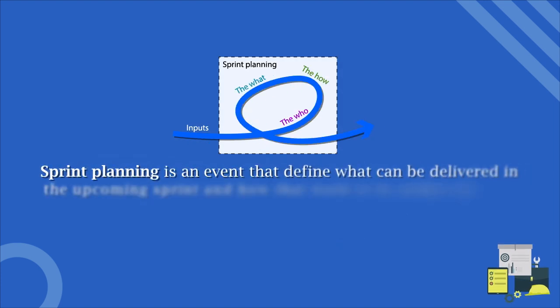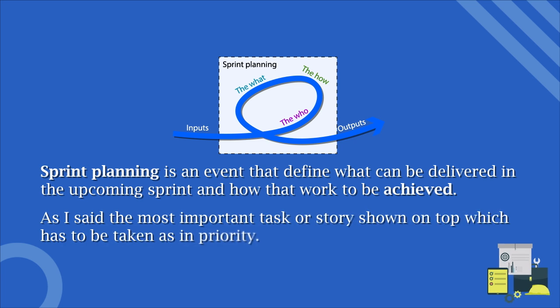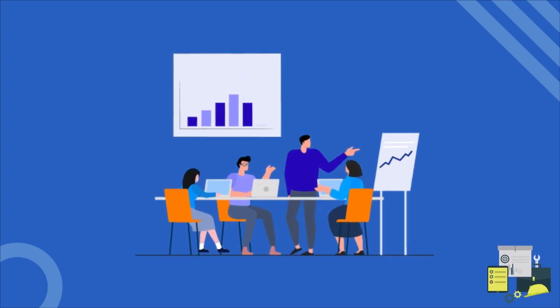Sprint planning. Sprint planning is an event that defines what can be delivered in the upcoming sprint and how that work is to be achieved. As I said, the most important task or story shown on top has to be taken as a priority. Sprint planning is done in collaboration with the whole Scrum team.